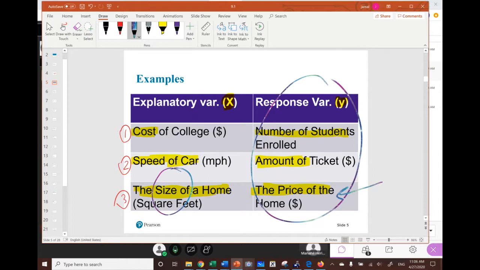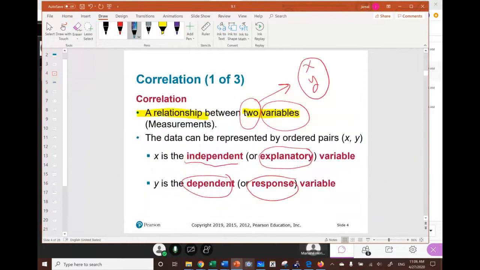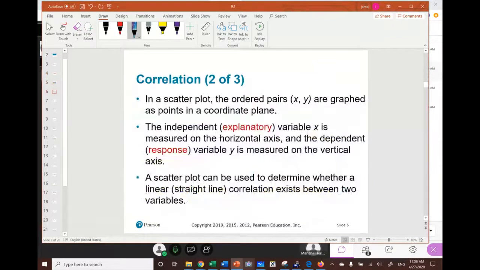So those are three examples of relationships, and in statistics, we don't call them relationships. We're going to call them correlation. So we're going to use the name correlation instead of relationship.